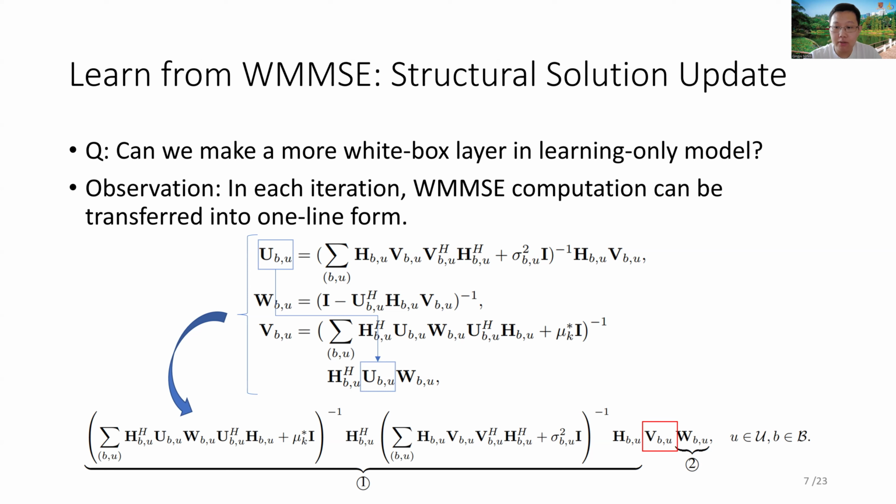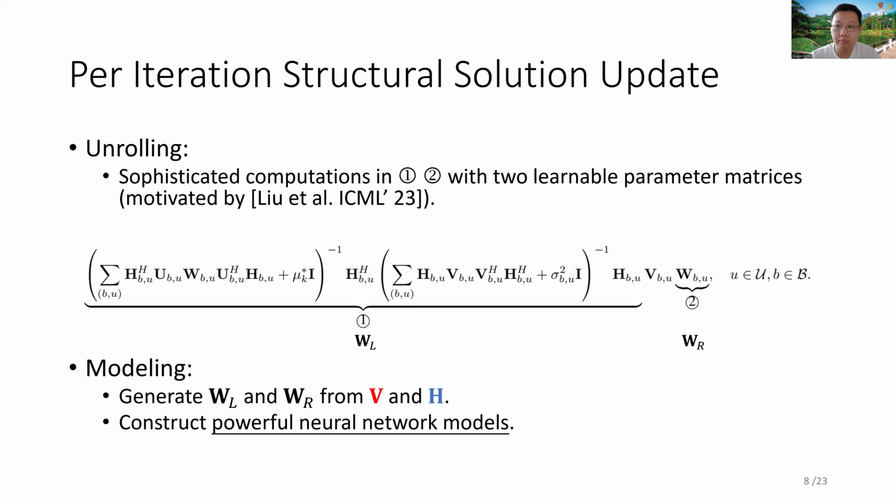And we take the V in the right box as origin and divide the remaining operations into two matrices on the left-hand side and right-hand side. Then, inspired by a recent work, we propose to unroll such two sophisticated computations with two learnable parameter matrices, WL and WR. This process can be regarded as unrolling. We can also reuse the result of an existing efficient non-learning method as an initialization.